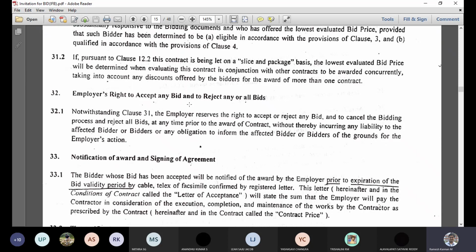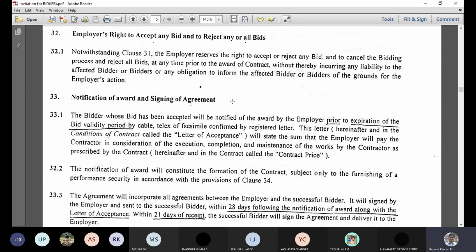It may seem one-sided, but it's just the right of the employer. The employer is the one who invites bidding. And then notification of the award. Generally, if it is an open bidding, they select the contractor with the good competency to take up the job. But generally, even formally, they'll be notified, saying that you're selected, and then we'll talk about the agreement after that, signing the agreement.